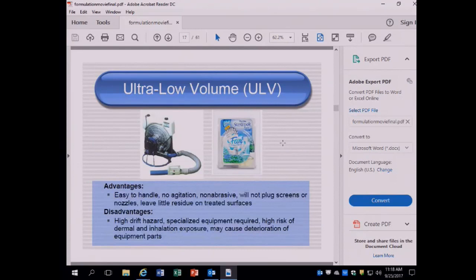It required specialized equipment, and because of the concentration of the material that you were using, there was a high risk of dermal and inhalation exposure to the applicator. And sometimes the concentrated material would cause your equipment parts to deteriorate.